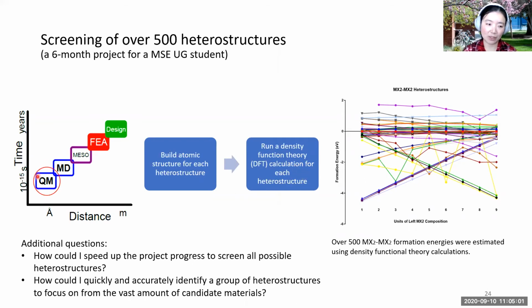Density functional theory is based on quantum mechanics. In that way, we can see how individual atoms react and interact with each other, and that strongly affects the structure stability. So if we have millions of potential heterostructures, that means we have to do millions of density functional theory calculations. And I thought, okay, this calculation is not difficult, it's very simple.